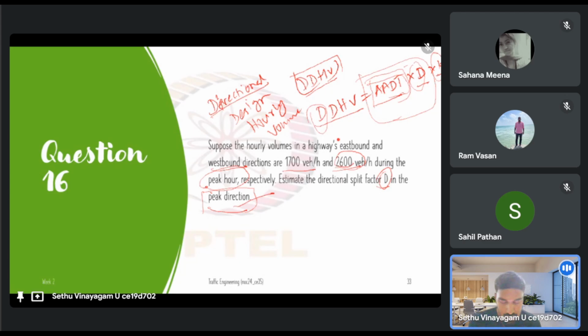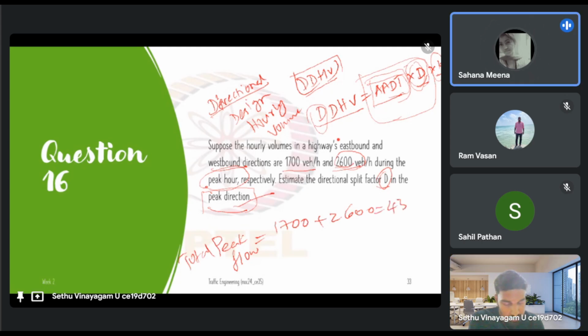So how would we find it? This proportion is basically out of the total flow in that hour. So in both directions, what percentage is going in the west direction? How do we find the total flow in the peak hour? It is 1700 plus 2600, right? So this is the total peak flow. We are not differentiating the directions. In both directions together, this is the total flow that is happening.